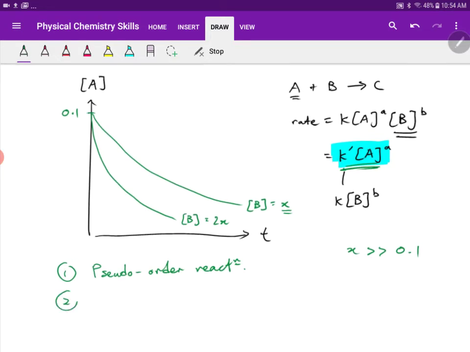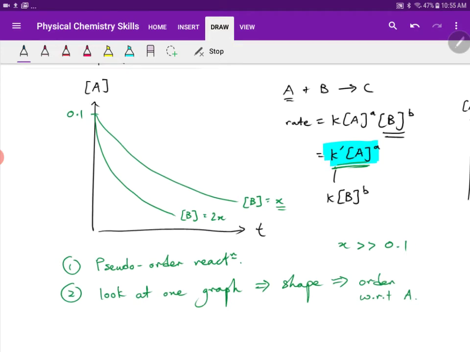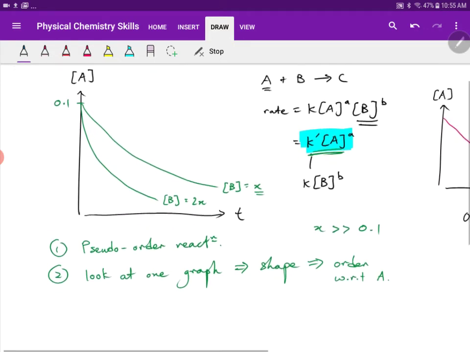So this is the equation that we are looking at. Then step two, we just look at one graph, any one graph, and then by the shape itself, it will tell us the order with respect to A. So we can either look at this graph here or this graph here. As long as we can look for a constant half-life, then we'll know that it's first order with respect to this A here. So don't be confused by the number of graphs here, just look at one. Then the second thing that we can do after this is we can study the order of reaction with respect to B. And so this is where we look at our rate equation now.